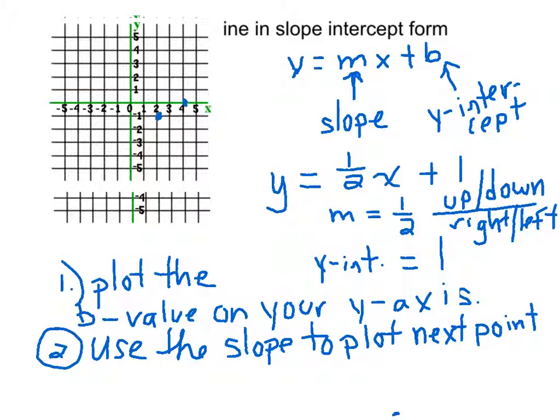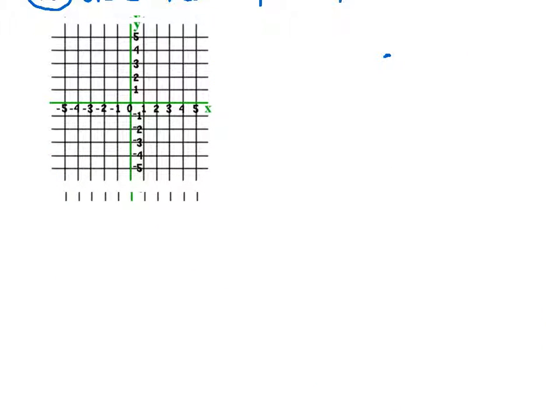I do not have a ruler, so this is probably horrible, but hopefully you will have a ruler, because that makes it much better. Connect all your dots, and there's your line, and that's how you graph a line in slope-intercept form. Alright, let's try another example. Let's try y equals, we'll say 3x minus 5.